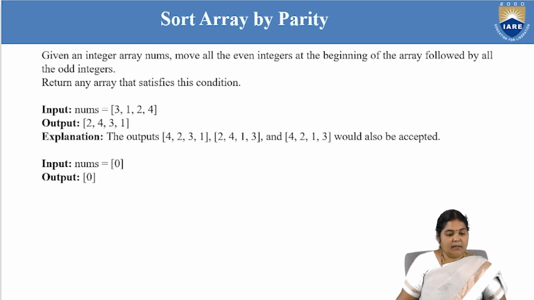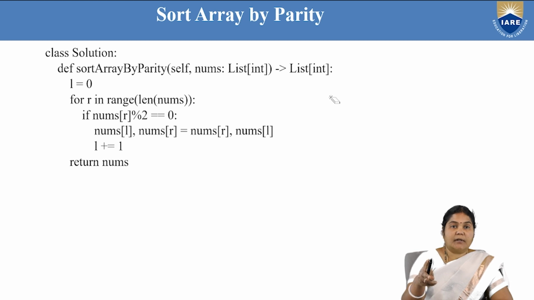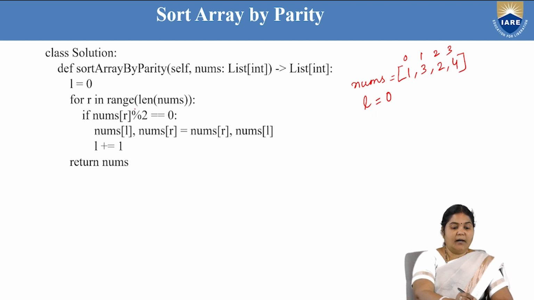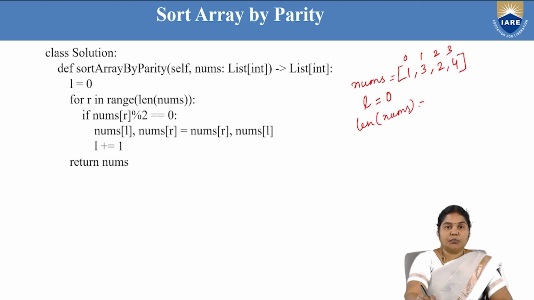Now let us understand how it works. Originally our nums array was containing, suppose, 1, 3, 2, 4, something like this. The index numbers are 0, 1, 2 and 3. We have taken L equal to 0 initially. So for R in the range of length of nums, what is the length of nums? The length of nums is 4. So R will go from 0, 1, 2, 3. The loop is going to run 4 times.